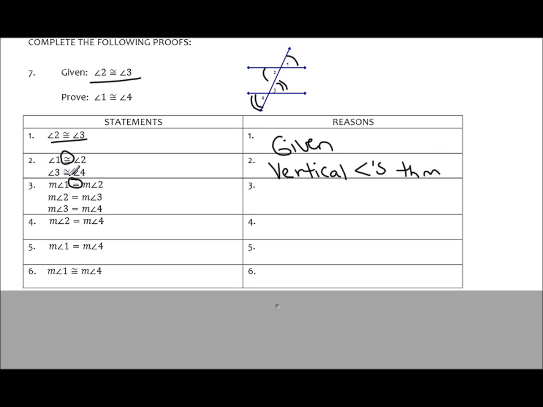Now the next step, we've taken angle 1 and angle 2, and instead of saying they're congruent, we're saying they're equal to each other. Angle 3 and 4, instead of saying they're congruent, we're saying they're equal to each other. So remember, when you change the sign from congruent to equal, it's the definition of congruent. And before we said congruent segments, but now we're talking about angles. So it's the definition of congruent angles.